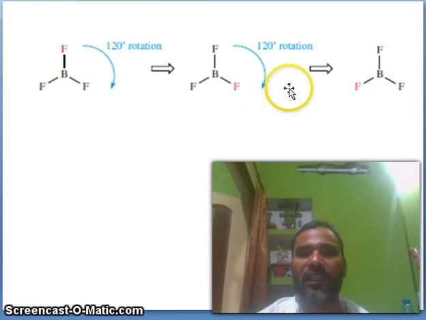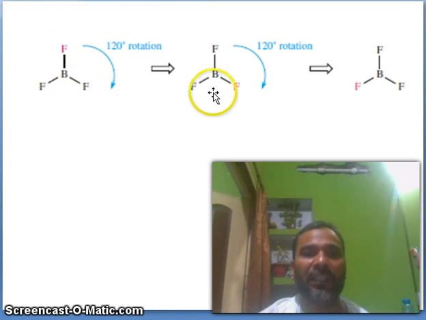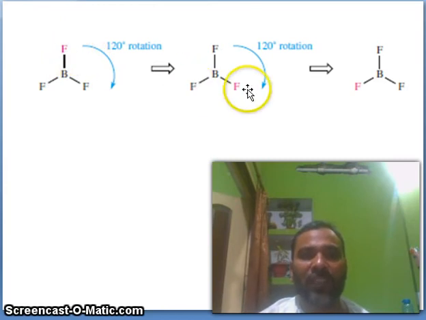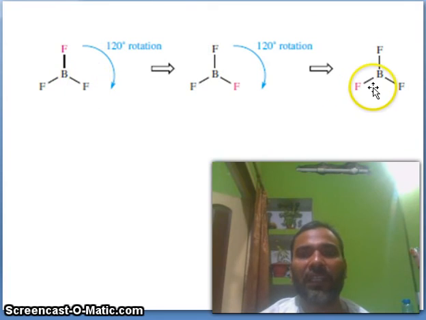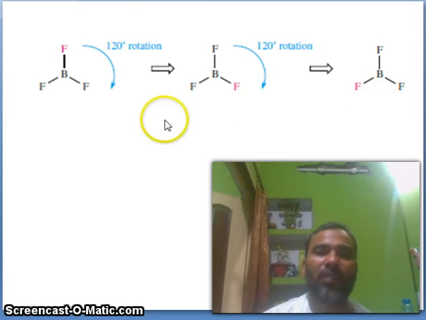So what is the difference between these three compounds? Chemically they are the same, meaning this is BF3, this is BF3, this is BF3. Nothing changes. But what is happening here? F is here in this molecule, F is here in this molecule, and F is here in this molecule. If you label this F, it is not the same here. So you have three indistinguishable molecules, but superimposable.